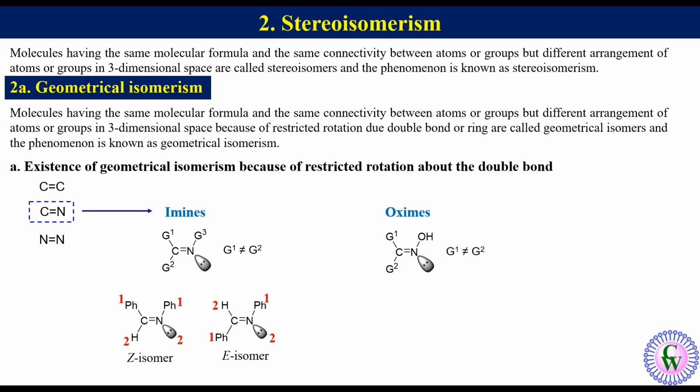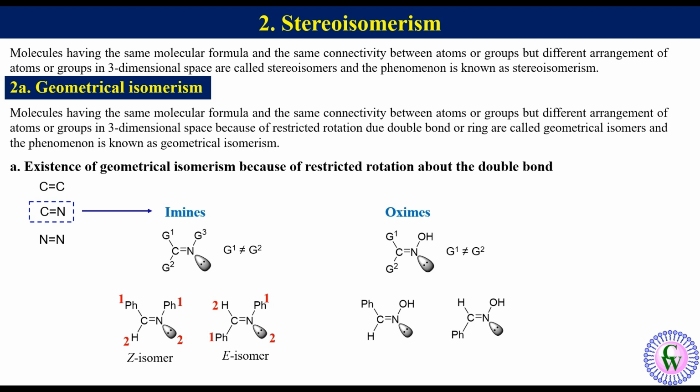Oxime formed by the reaction between benzaldehyde and hydroxylamine has two geometrical isomers, one with phenyl and OH on the same side of the C=N double bond and the other with the phenyl and OH on the opposite sides of the double bond. For deciding the absolute configuration, let's do labeling based on CIP rules.